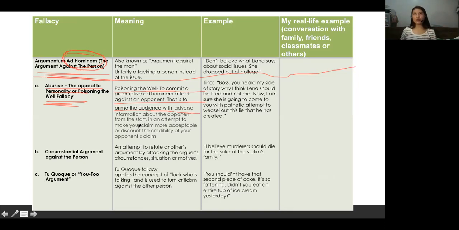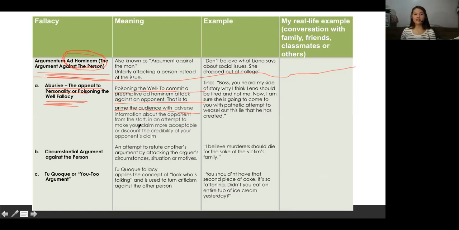Example lang 'no, before Vice President Leni Robredo mangampanya 'no. So bago pa yon gagawin agad ng mga against sa kanya, sisiraan na siya. Ganito yan, blah, blah, blah. So pagtakbo niya, wala na, sira na siya. So that is poisoning the well. Instead of analyzing the argument or pag-usapan yung argument, himay-himayin, yung tao yung sisiraan. Okay?